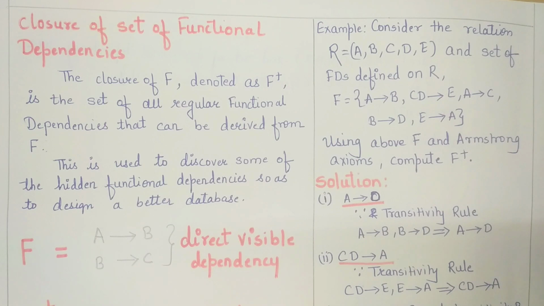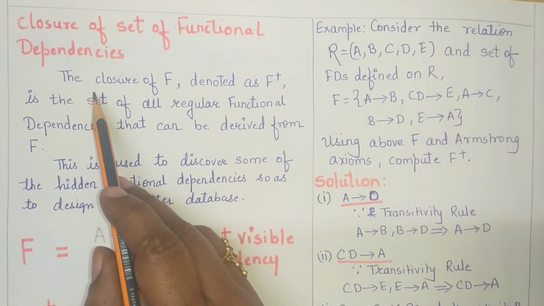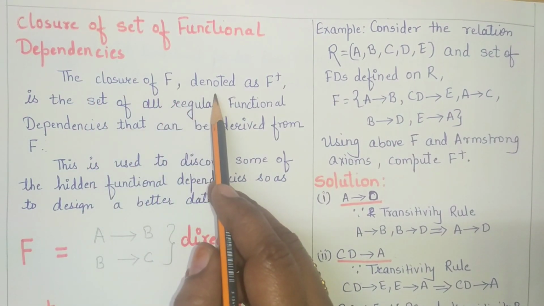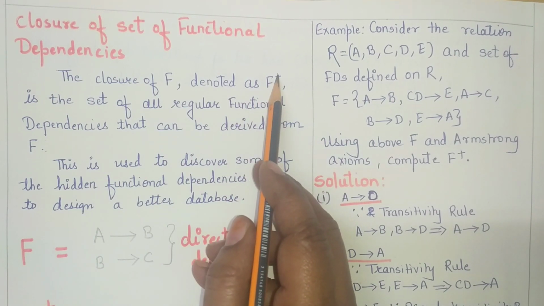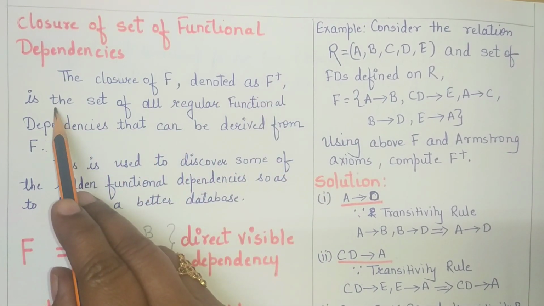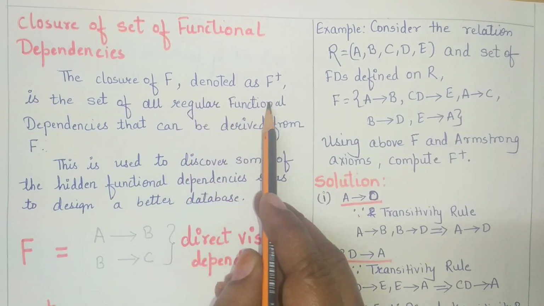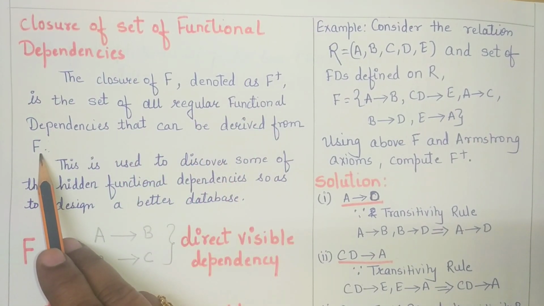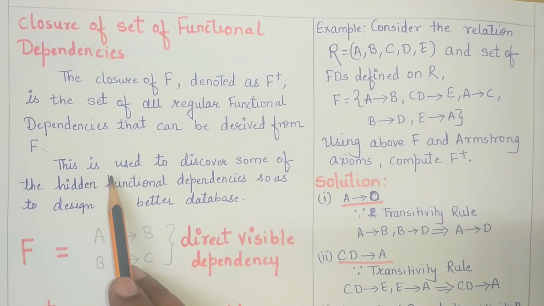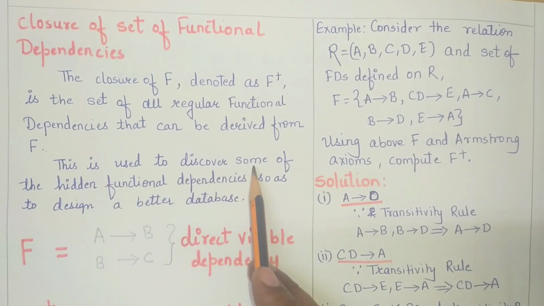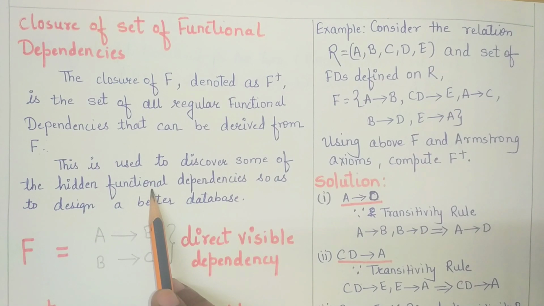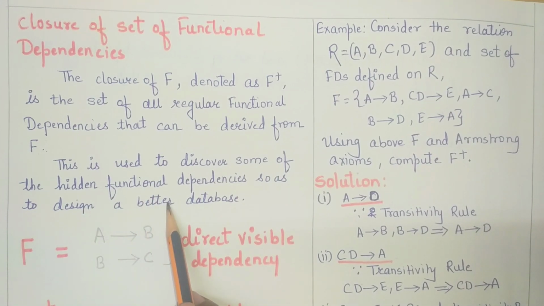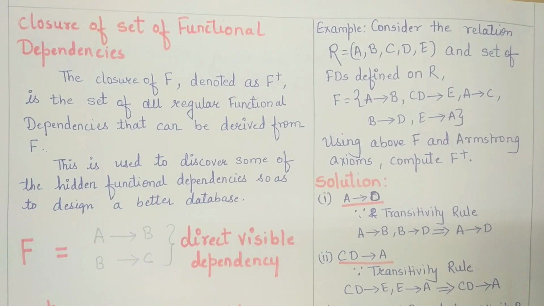So what does this actually mean? The closure of F, denoted as F plus, is the set of all functional dependencies that can be derived from F. This is used to discover hidden functional dependencies so as to design a better database. Now let us understand the definition of closure of a set of functional dependencies.